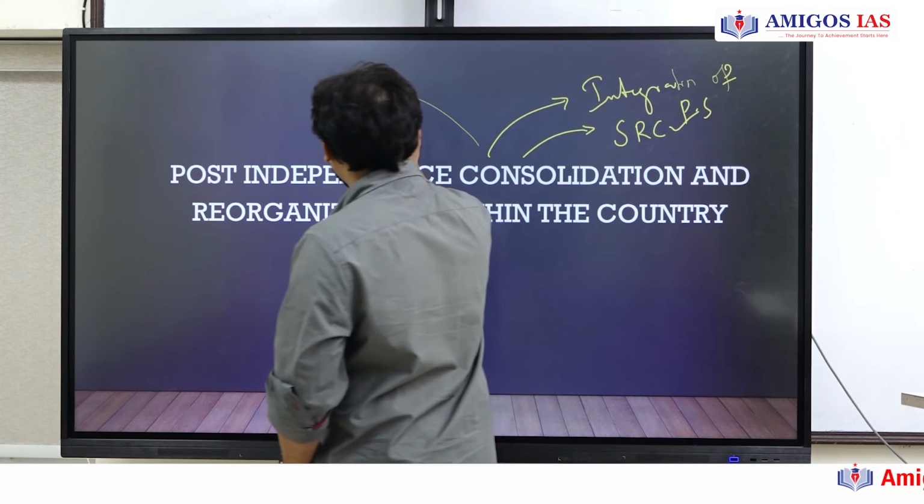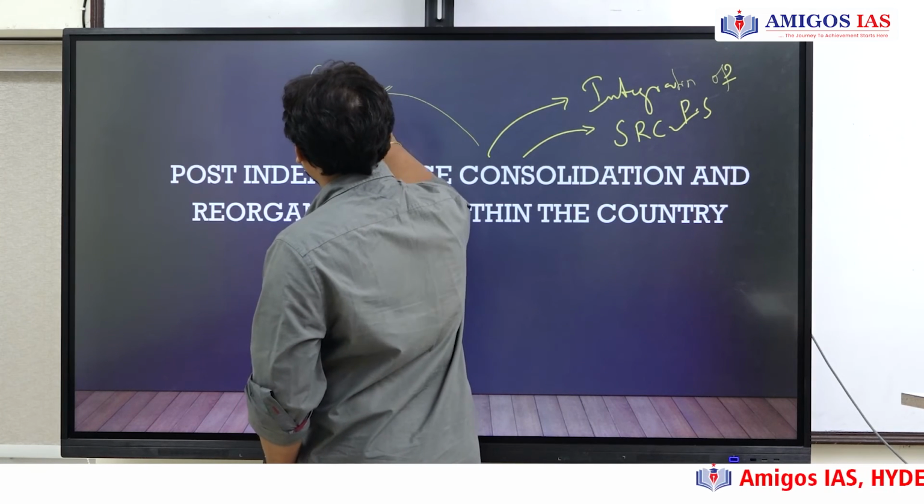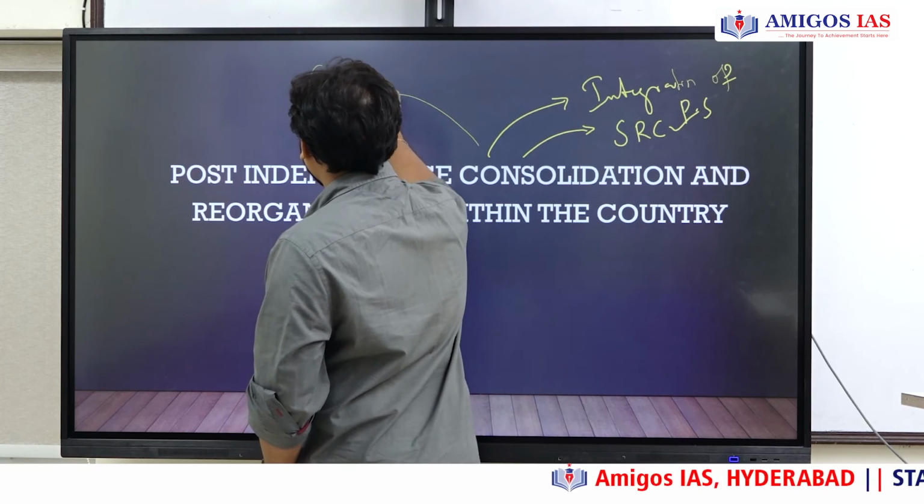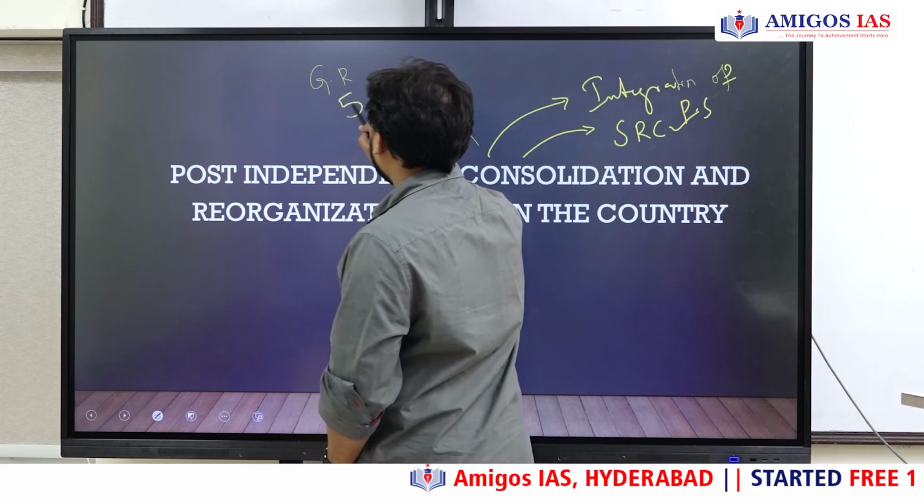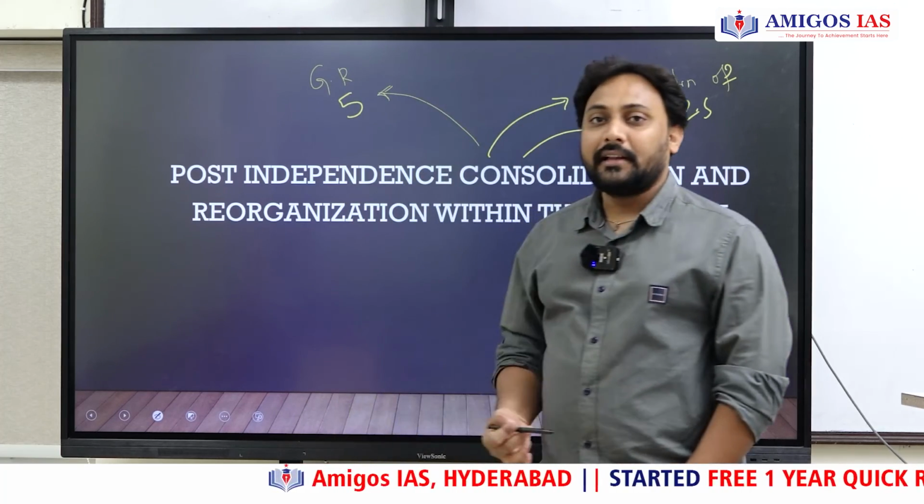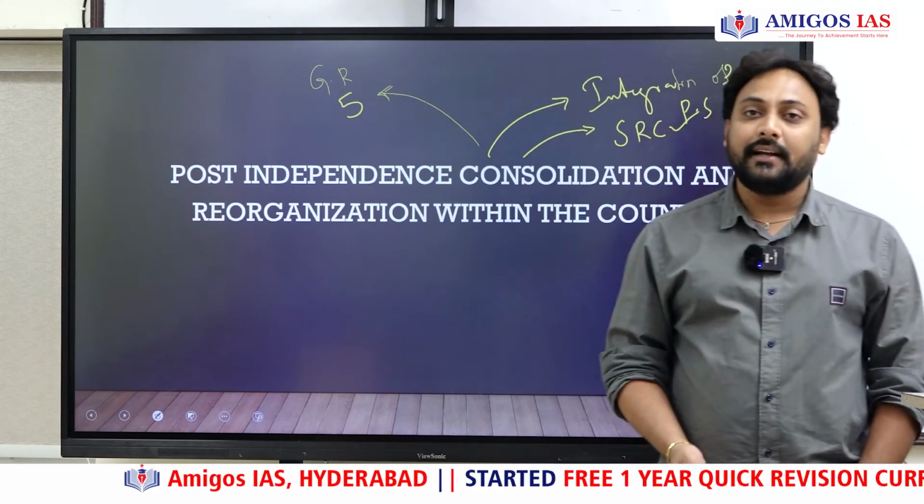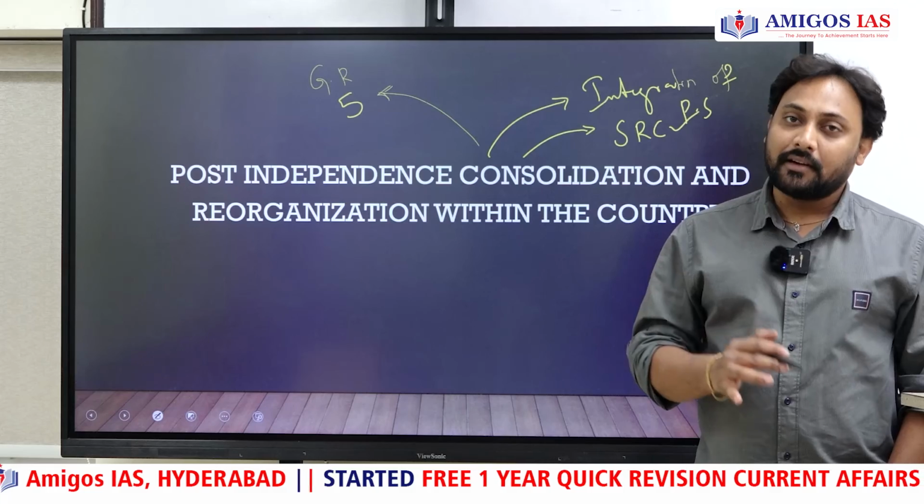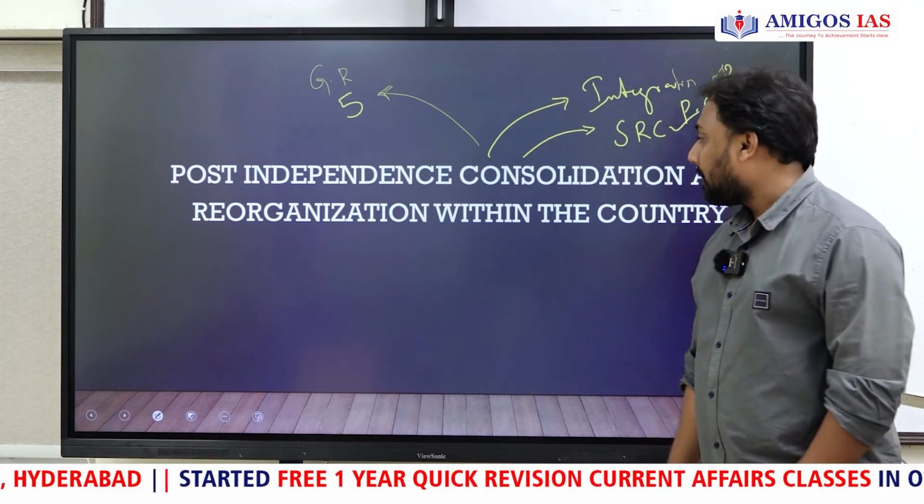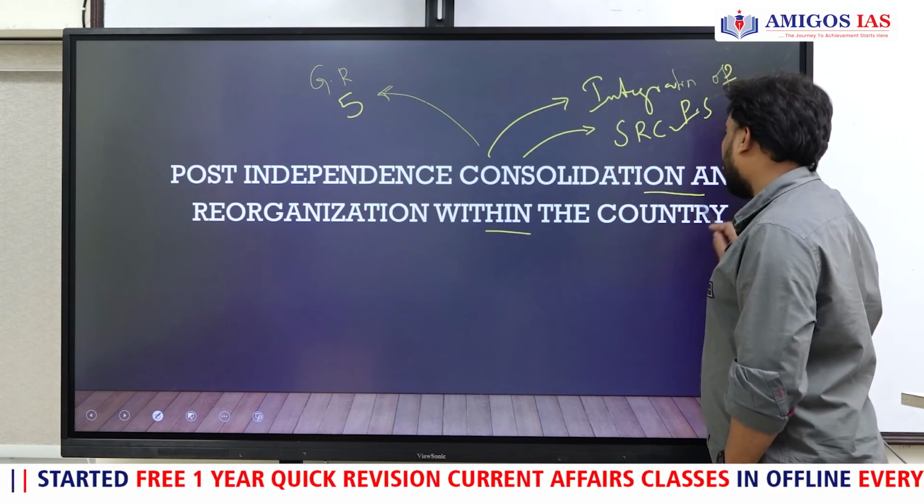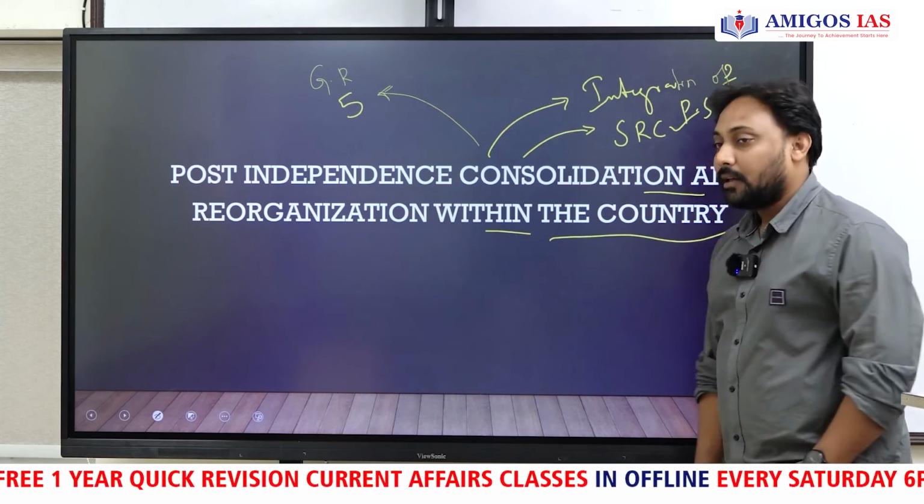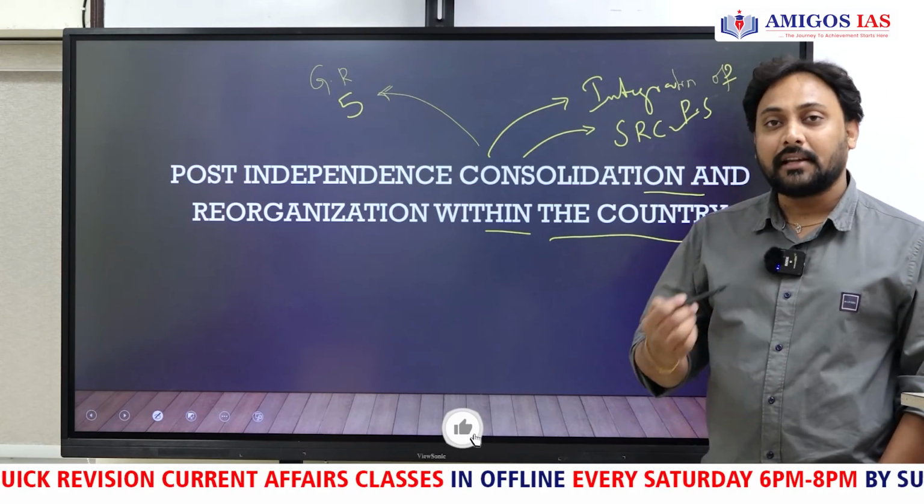What else comes in this? Green revolution, 5-year plans, first elections of India, 1952, first general elections in India. All these topics will be covered in post-independence. Reorganization of states within the country is also important. SRC, 1953, Fazal Ali Commission.